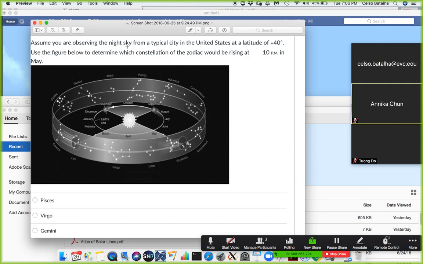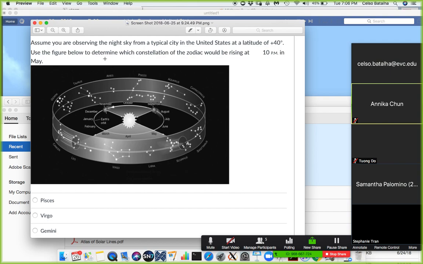So assume that you are observing the night sky from a typical city in the United States, latitude plus 40 degrees. So basically what it's saying here is imagine that you're living in the northern hemisphere. And the reason is if you are in the southern hemisphere, the sky will be switched in the way we see things in the sky, like the Moon's phases, as I commented yesterday. So use the figure below to determine which constellations of the zodiac would be rising at 10 p.m.